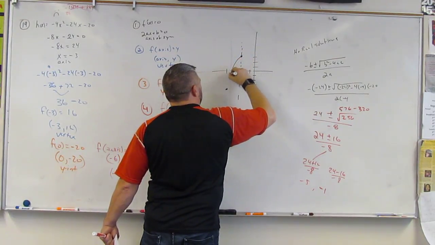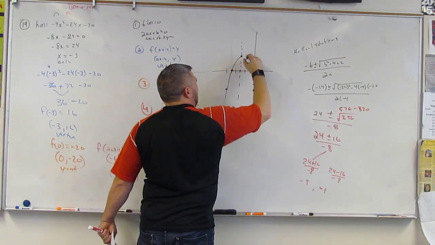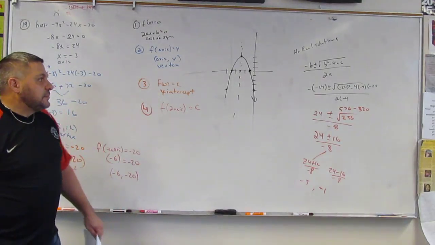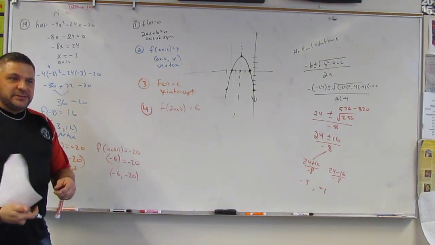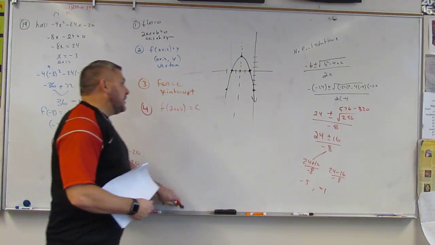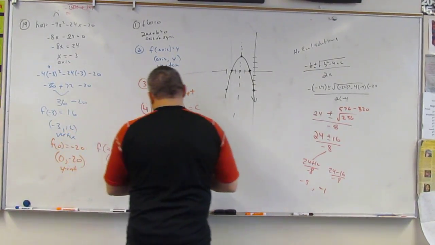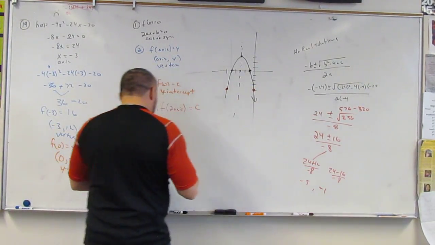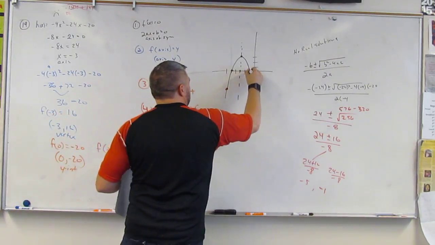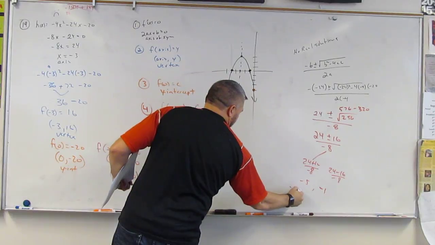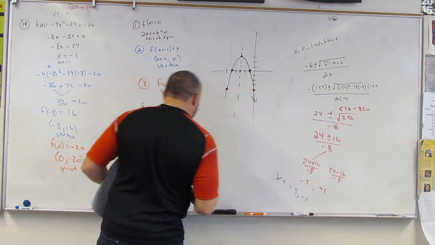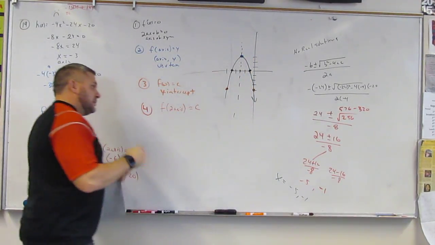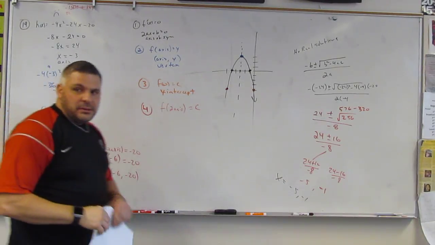It's going to come down and through negative 5. And come down and through negative 1. Right? And that's your function. That's your graph. So you have 5 points. You have this red point. You have this orange point. You have these two black points, which are negative 5 and negative 1, where y equals 0. And then you have the blue point, which is the vertex. There you go. Done, son.